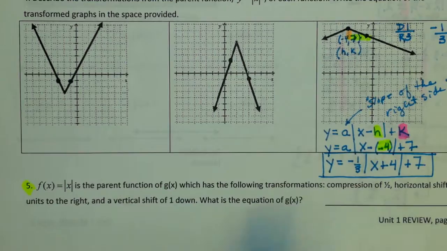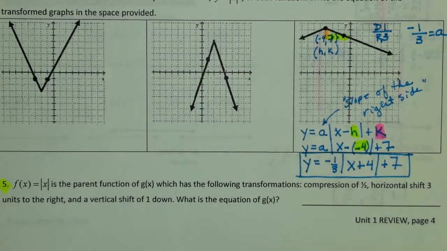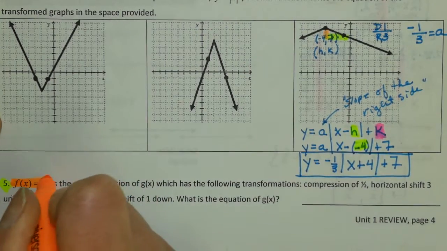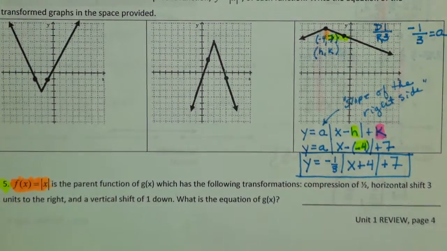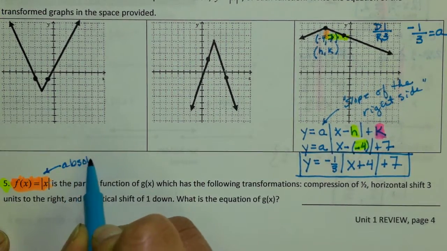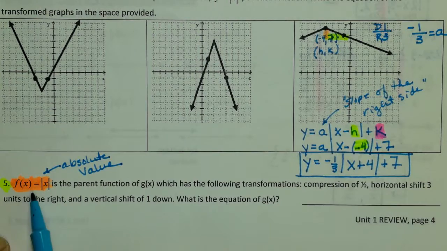So on this one down here, it didn't give me a graph, but it's telling me what all of the transformations are. So the first thing I need to realize is it gives me my parent function. Every function has its own parent function. So I have to recognize that this is absolute value. So the absolute value of x is the parent function of this new function. My new function, transform function, is going to be g of x. This is also going to be absolute value because my parent is absolute value.